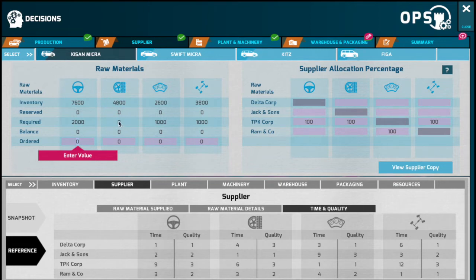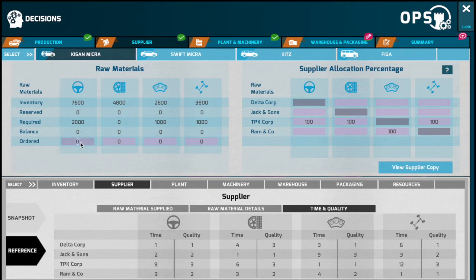The section on raw material details gives you information on the inventory which is currently available. Reserved gives you an indication of the number of raw materials which are currently being used for production. Required gives you information on the number of raw materials that you would currently need to procure from your suppliers. Balance gives you an indication of what is currently available in your inventory minus what is required. So you would need to enter the number of raw materials equal to the balance that's currently displayed on your screen.